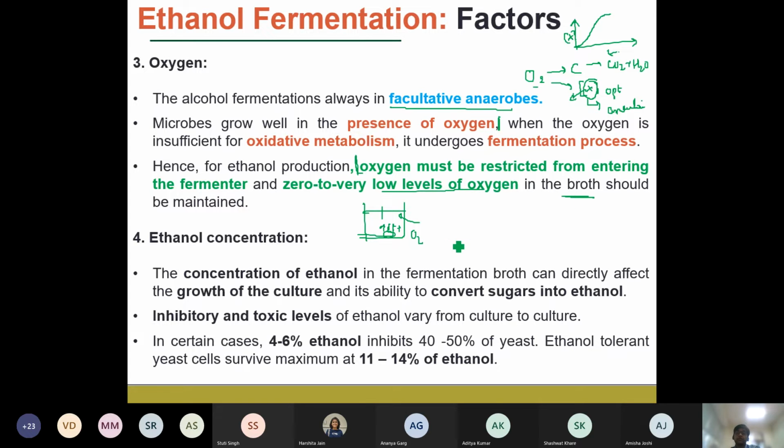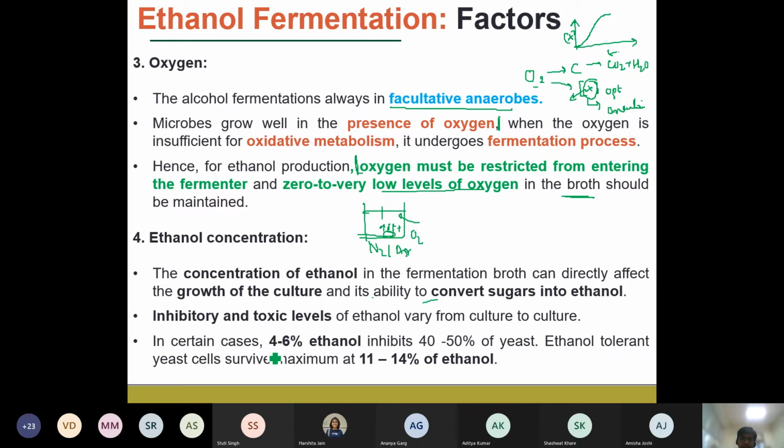Okay, and how do we do that? Before we start our fermentation, along the sparger we pass some inert gases, like nitrogen or argon. What it does is displace the oxygen that is dissolved in the fermentation media. The dissolved oxygen is replaced by nitrogen and argon molecules, and we know that nitrogen and argon help to maintain the anaerobic condition.